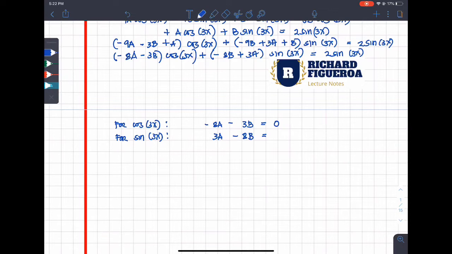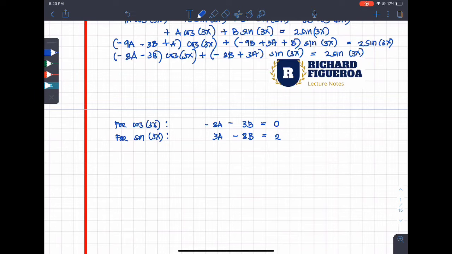So this time around, we already have our two equations. To make our solution faster, we're just going to use the calculator to solve simultaneous equations. In this case, we have two unknowns. We'll have negative 8 and negative 3, then a 0, and then we have a positive 3 and negative 8 and a positive 2.